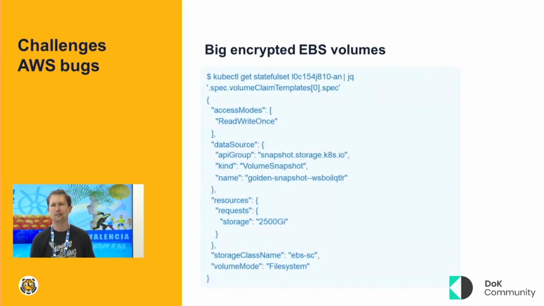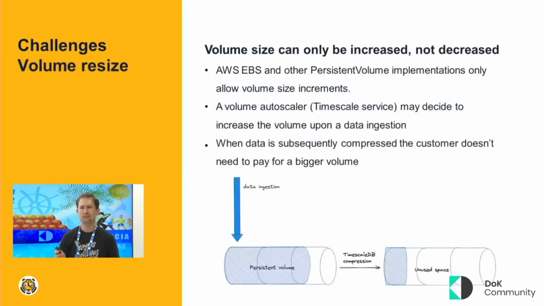So the volume resize: you can upsize your volume, but you cannot shrink it. Neither AWS nor Kubernetes support that. But Timescale has a compression built in. So if you ingest your time series data, and then after ingesting you compress it, you find out that you have a huge volume that you pay for, but you don't need it. Alas, you cannot shrink your volume afterwards.